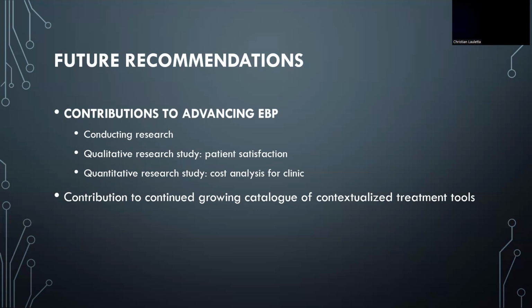So I think it would be an awesome next step to formalize either a qualitative or a quantitative research study. As far as qualitative, we could look at patient satisfaction or patient outcomes, as far as what they enjoyed or what was beneficial. And then quantitative research, like actually looking at cost analysis, how much money we're saving either the clinic or the patient, as well as seeing if we could tie that into patient outcomes, would be a really amazing thing that we could try to do. And then, as we said before, just continually growing the catalog of contextualized treatment items.